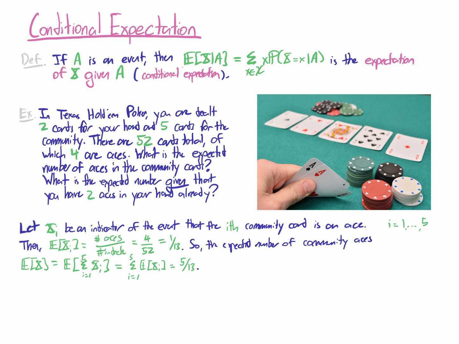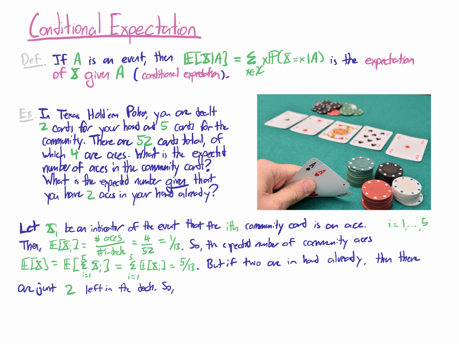So if I was not using any information about what's in the hand, my guess for the expected number of aces would be 5 over 13. But let's now consider the case where we actually know that two of the aces are already in our hands. If two of these aces are in our hand already, then there are just two left in the deck.